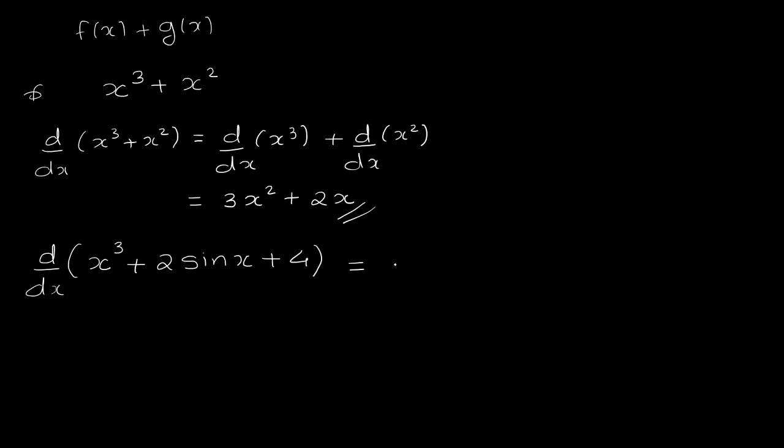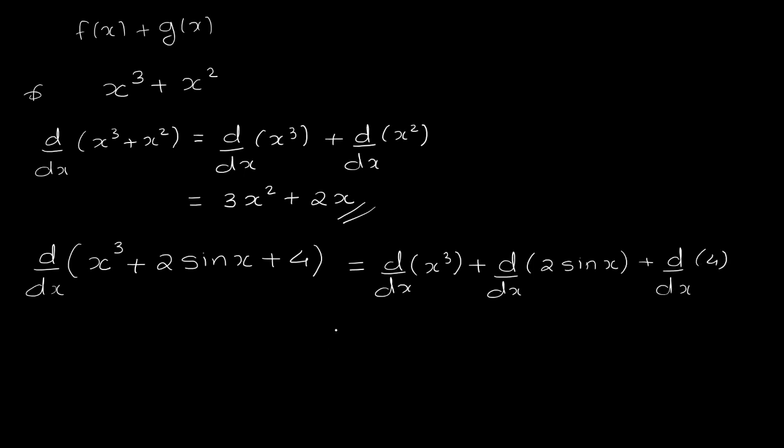Now, what will happen here is d by dx of x cube plus d by dx of 2 sine x plus d by dx of 4. Now, d by dx of x cube will give me 3x square plus, how will this change? 2 is a constant but it has come with a function, therefore 2 will come outside and what will remain is d by dx of sine of x plus d by dx of 4. That is the derivative of a constant, that means it is 0.